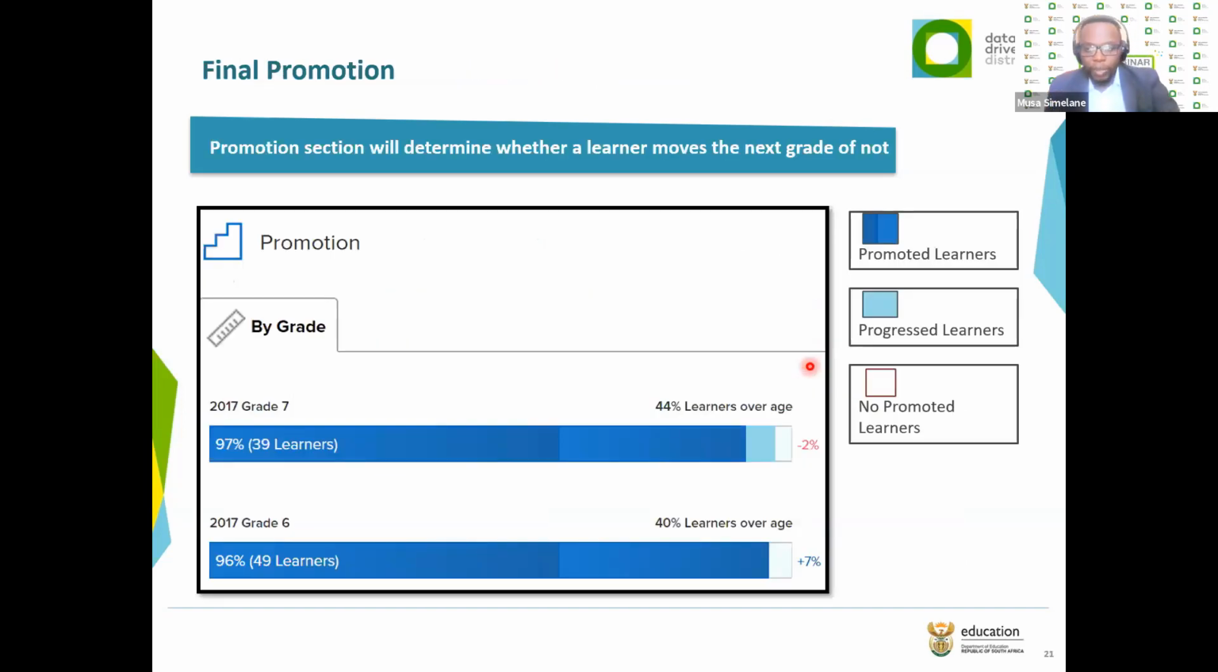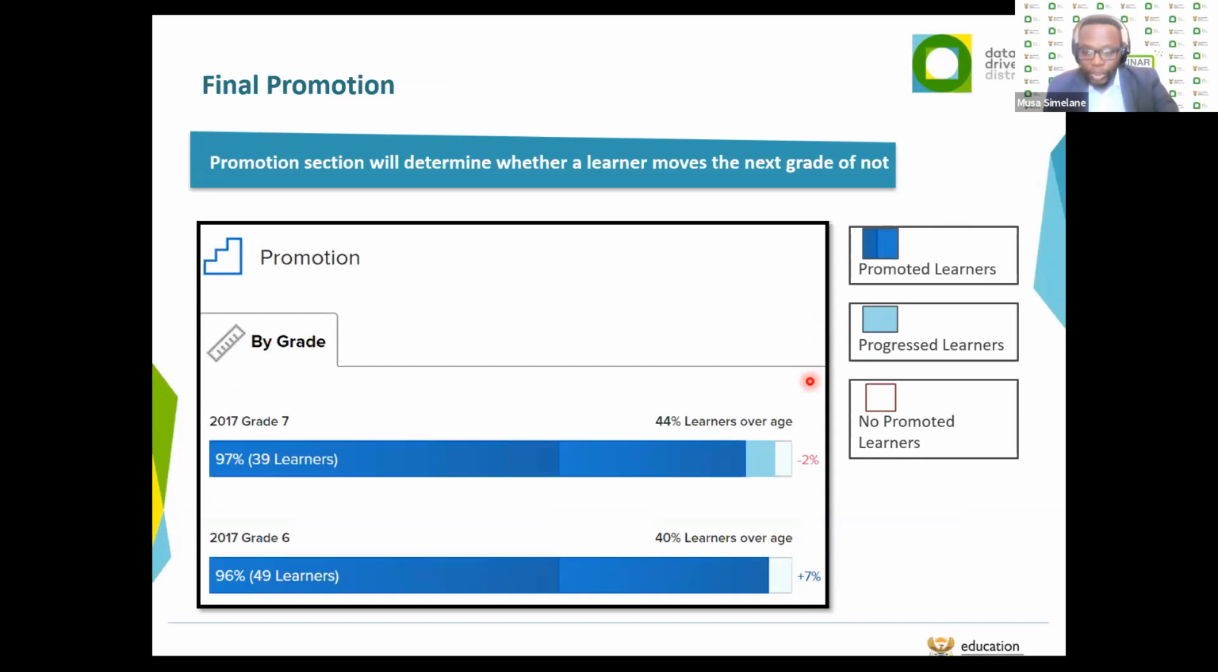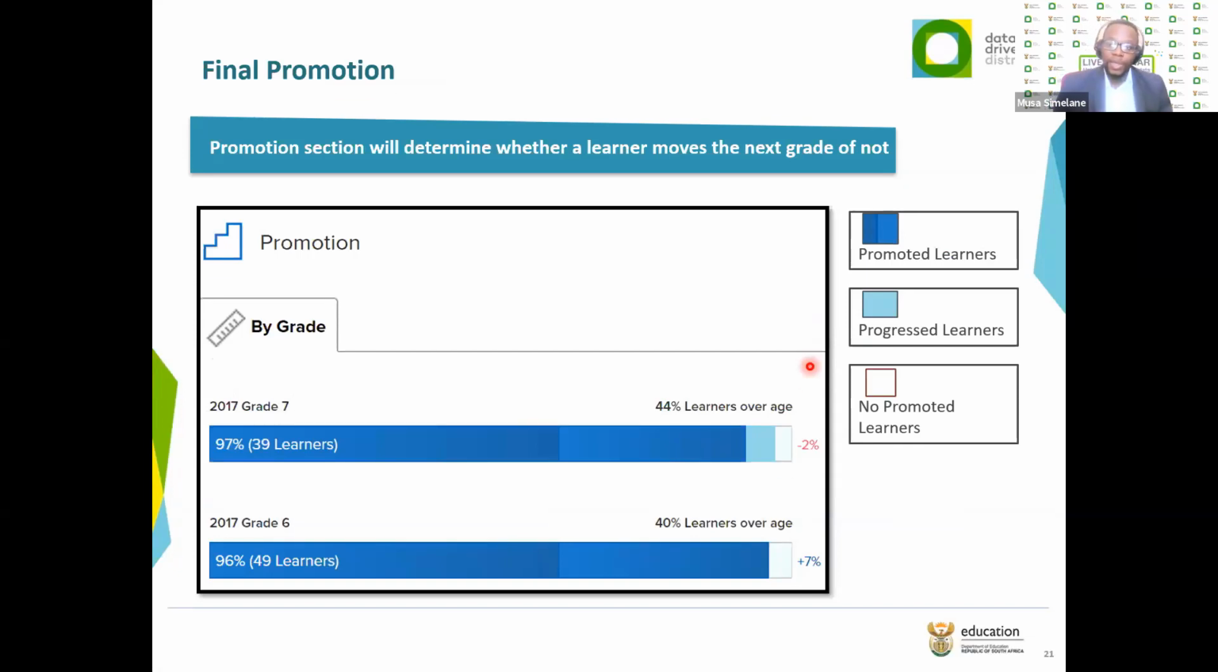Then last, but definitely not least, is finally the promotion piece of this explanation or of the summary. And this one is fairly easy. Basically, it's telling us the percentage of our learners who are promoted, progressed, and not promoted. You can see here, this blue area is those that were promoted. The reason it's got a different color is because if it was less than that, it would have been red, because it's below the threshold.